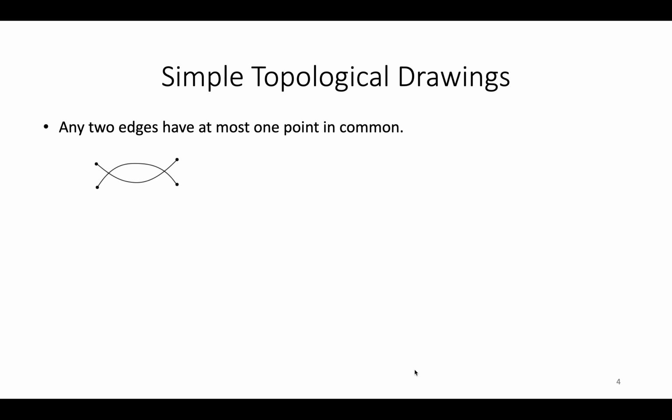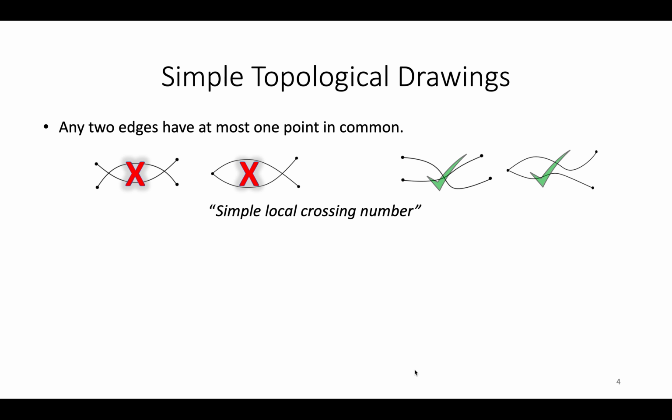When we talk about drawings, we could also add restrictions to how multiple edges interact with each other. Simple topological drawings are drawings where any two edges have at most one point in common. Two edges are not allowed to cross each other more than once, and adjacent edges cannot cross each other. In other words, two edges can cross at most once, and adjacent edges are not allowed to cross.